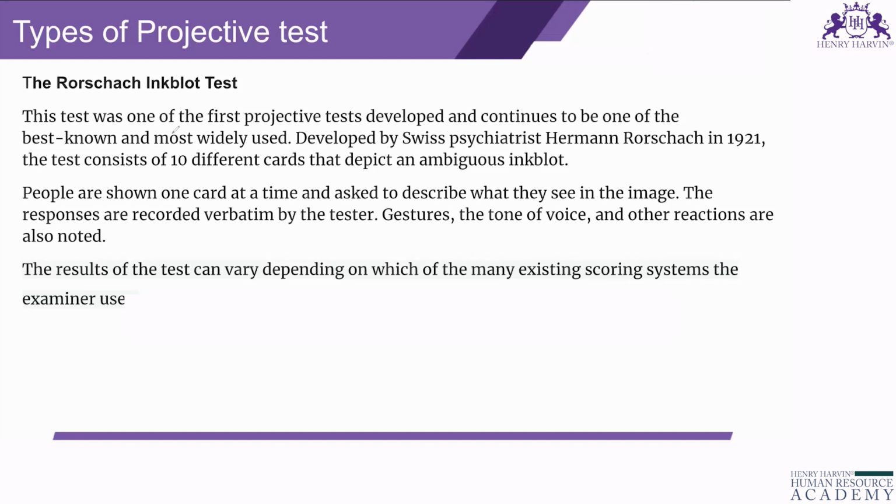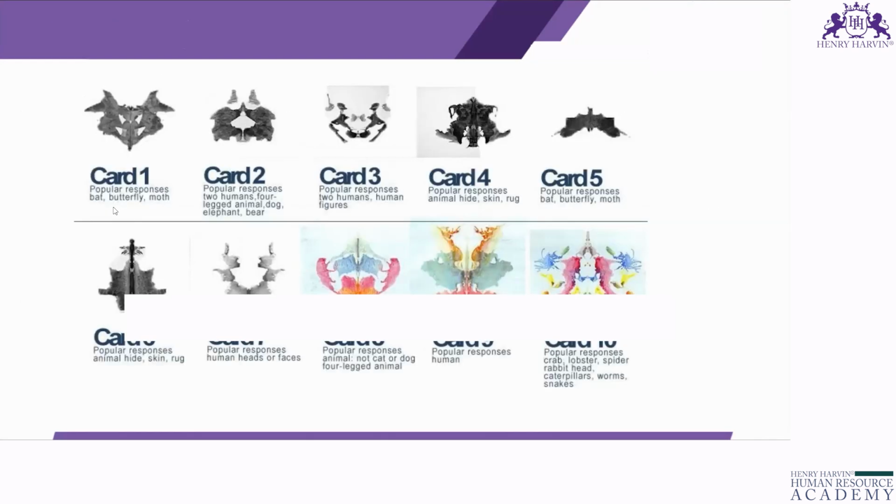So this one we have done, the Rorschach inkblot test, right? It was one of the first projective tests developed and continues to be one of the best known and widely used. It was developed by psychiatrist Hermann Rorschach in 1921. There were 10 cards that depict an ambiguous inkblot. People are shown one card at a time and asked to describe what they see in the image. The responses are recorded, and gestures, the tone of voice, and the reaction are also noted. The result of the test can vary depending on which of the many existing scoring systems the examiner is using.